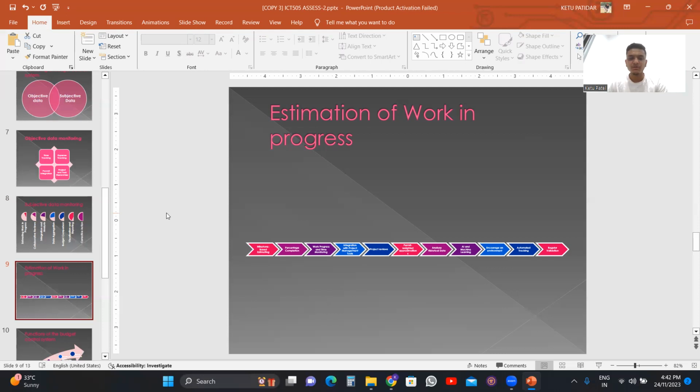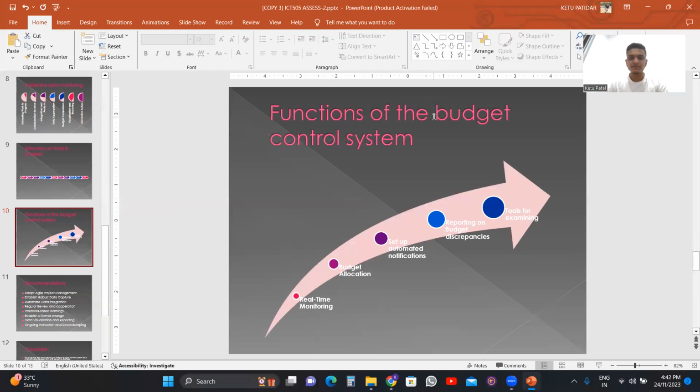Collaborative tools enable coordination between the finance team, project manager, and other system stakeholders. Corrective action can be streamlined by providing a collaborative workspace for talking about and solving budget issues. And the recommendations for the budget control system: adopt agile project management, establish robust data capture, automated data integration, regular review and cooperation, threshold-based warnings, establish a formal change process, data visualization and reporting, and ongoing instruction and record keeping. Thank you, sir. And the rest will be by Harshad Patel.